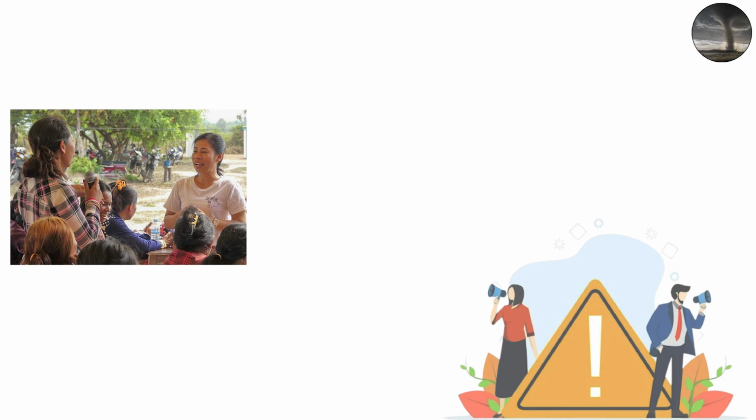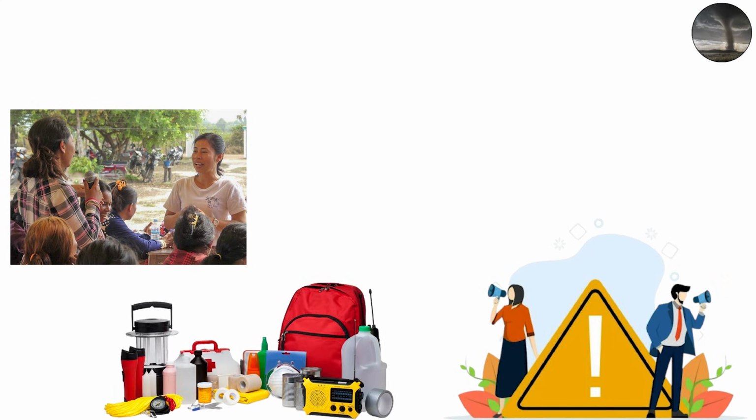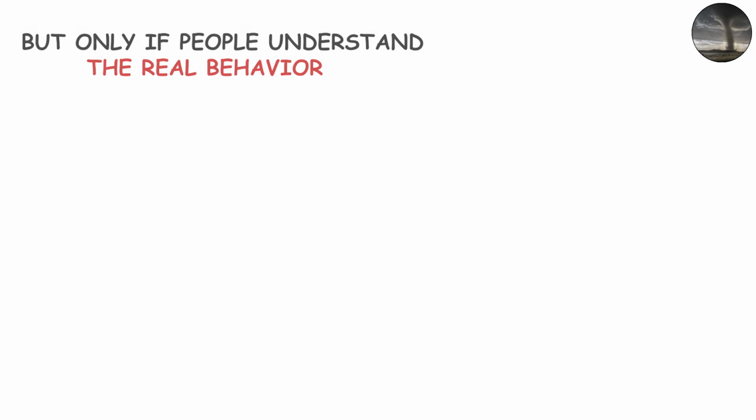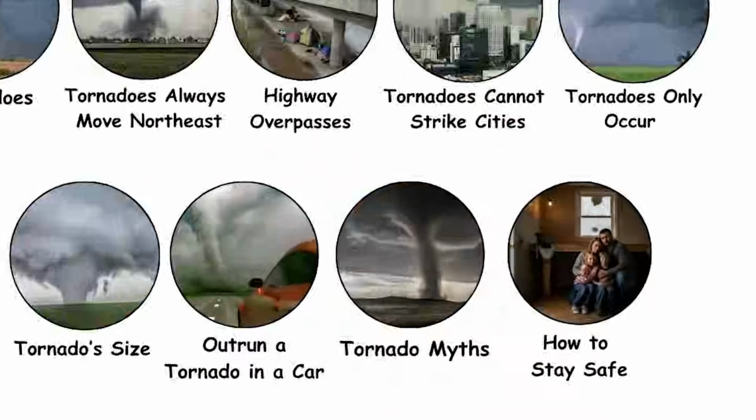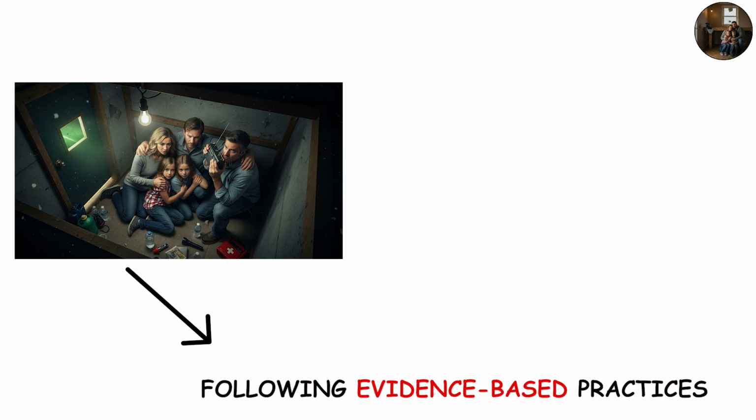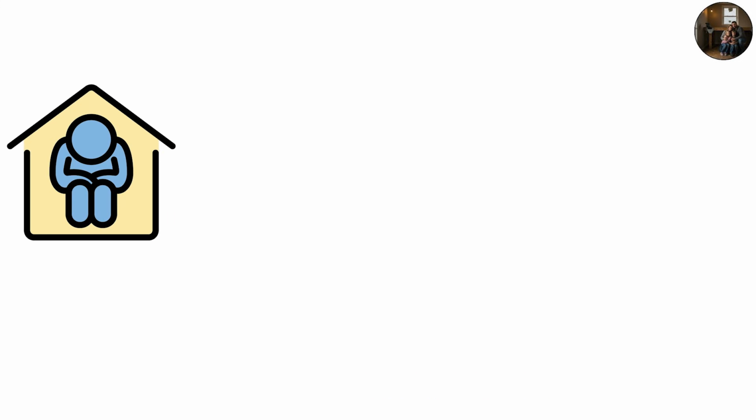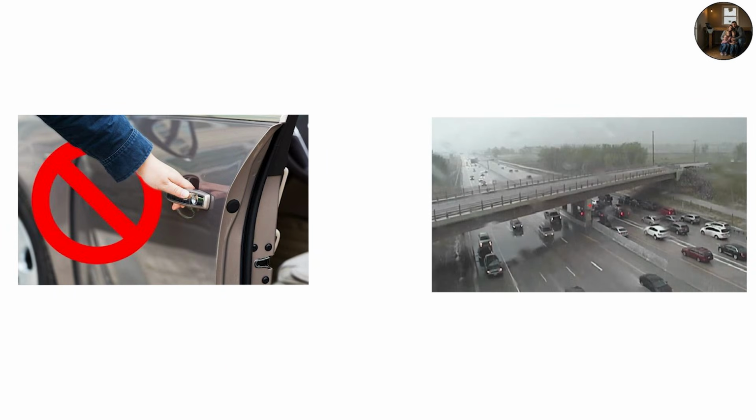Education campaigns, local emergency planning, and personal preparedness kits can reduce risk, but only if people understand the real behavior and hazards of tornadoes. How to stay safe. Staying safe during a tornado requires following evidence-based practices. Always seek shelter in a small, windowless interior room or basement. Avoid vehicles and never take cover under overpasses.